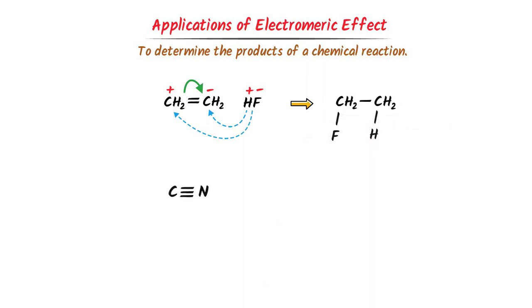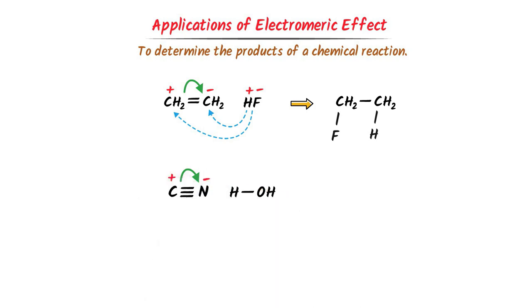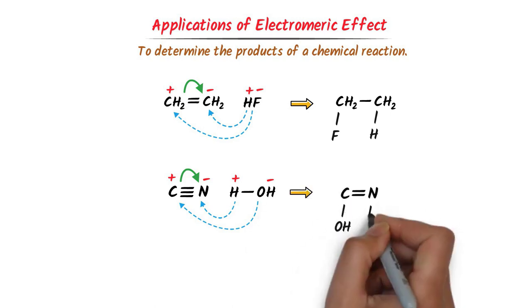Secondly, consider this reaction. Pause the video and try to solve it. Well, we know that nitrogen is a highly electronegative atom. It will attract pi electrons strongly. Secondly, hydrogen is a positive species and hydroxide is a negative species. Now this positive hydrogen will attack on this negative nitrogen. This negative hydroxide will attack on this positive carbon. As a result, we get this organic compound.